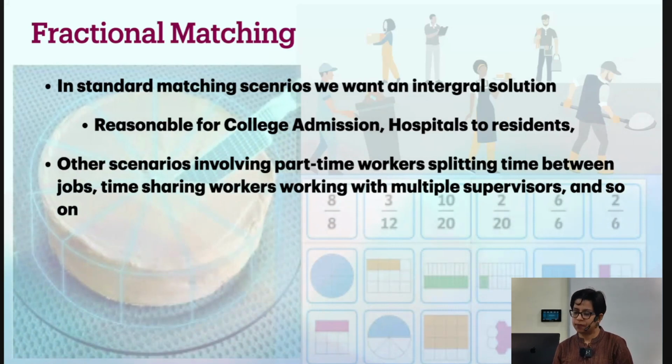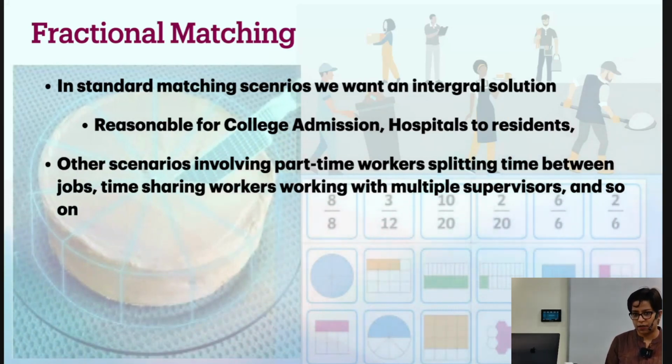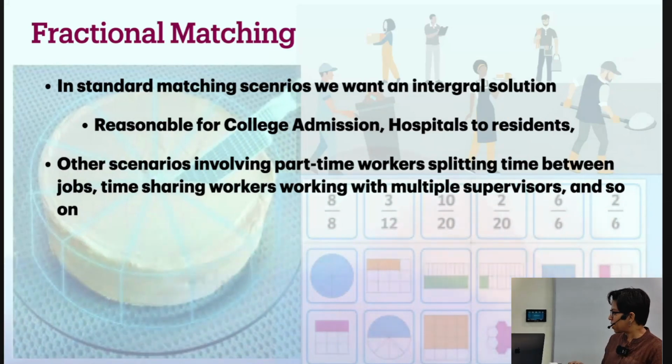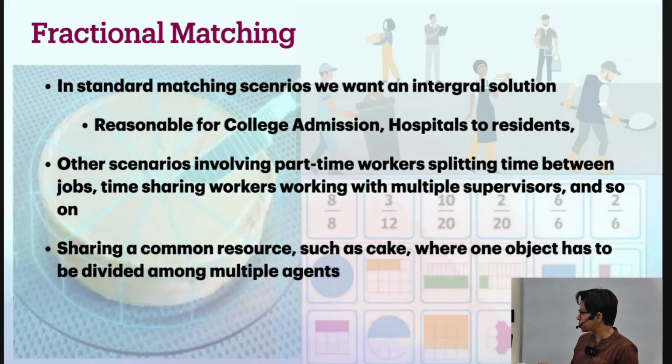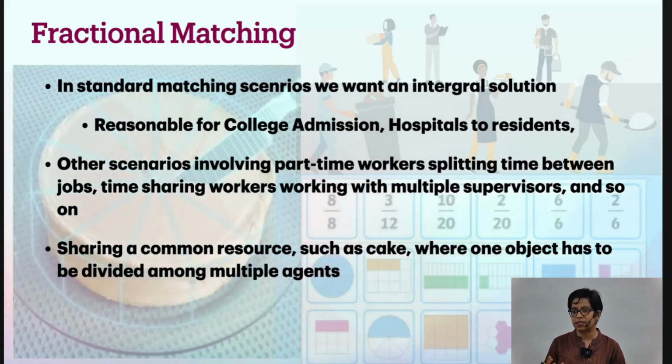So this is one example. Then there are other things, such as time sharing. Time sharing is where a certain duration of the day is split between several agents. Now these are the classical matching scenarios, but you can think about a less traditional example, which is still about giving stuff to people: there is one single item that has to be split into pieces.